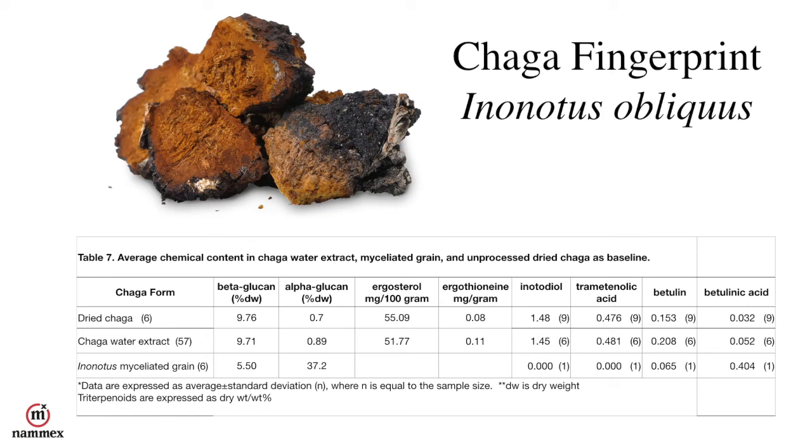And then in terms of the triterpenoids, they are almost non-existent with the myceliated grain, and that's only to be expected, considering that there's no wood involved in this product. It's just grain, so there's no inotodiol, there's no trametenolic acid. There's a tiny amount of betulin, and interestingly enough, there's some betulinic acid, and that's something that we'd like to look at further because that seems a little bit out of place.